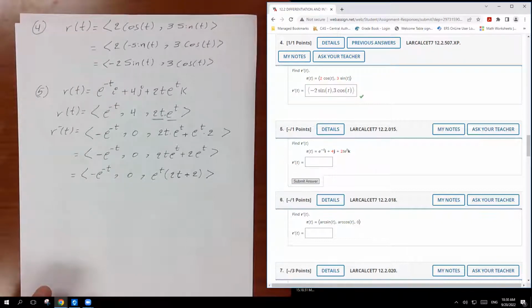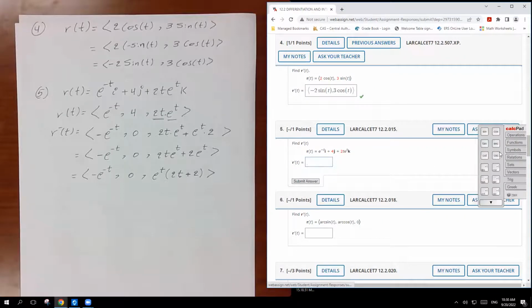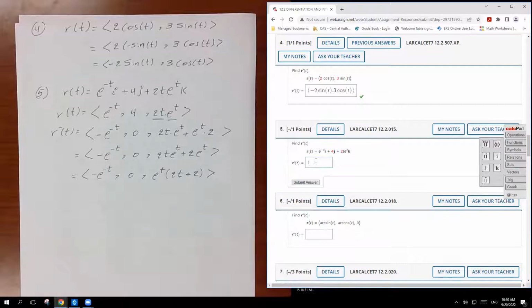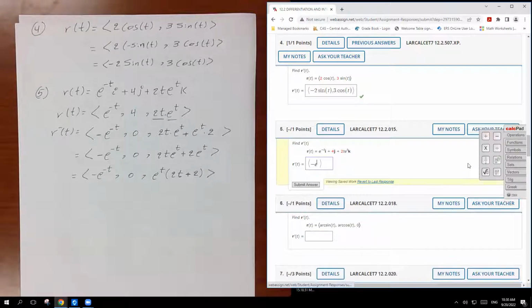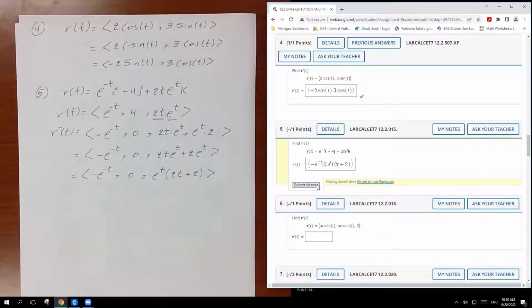So let's type this one, example 5. Another trick. It's going to be negative e to the exponent negative t, comma 0, comma. Let's write e to the t, then parentheses, 2t plus 2. That's it. Let's check this one.